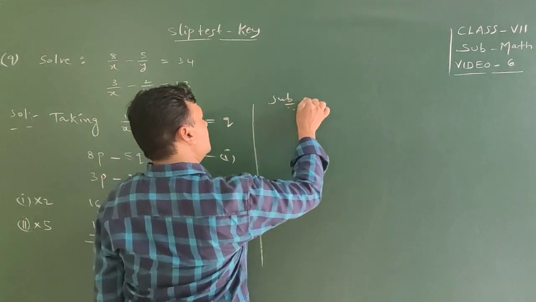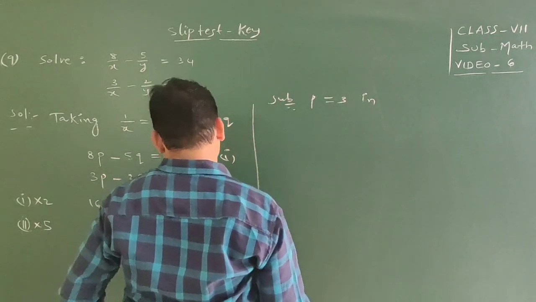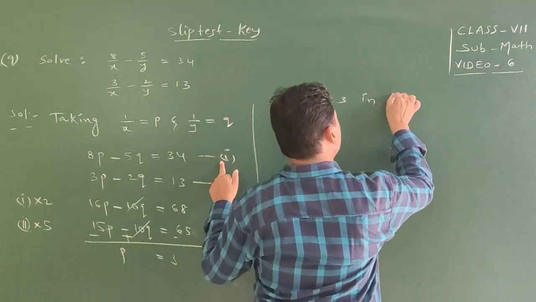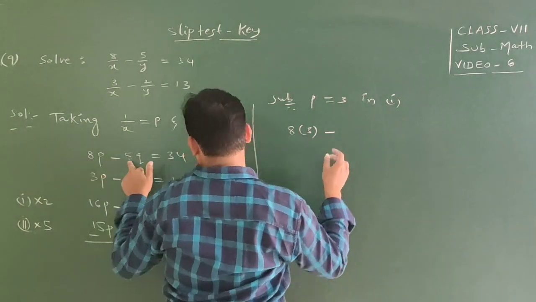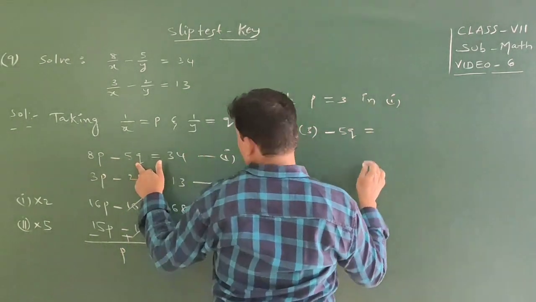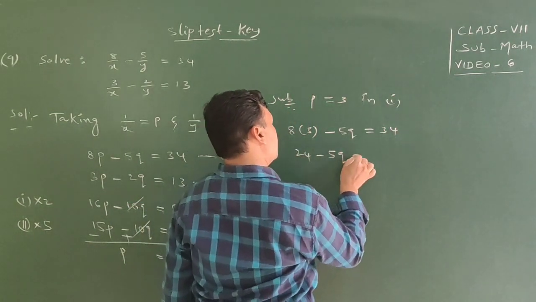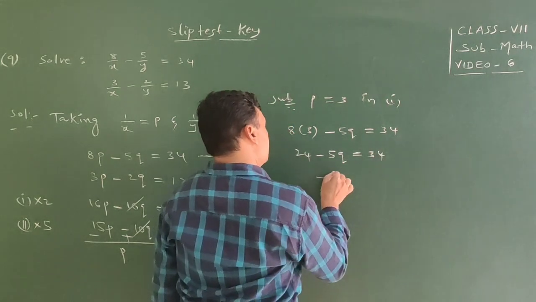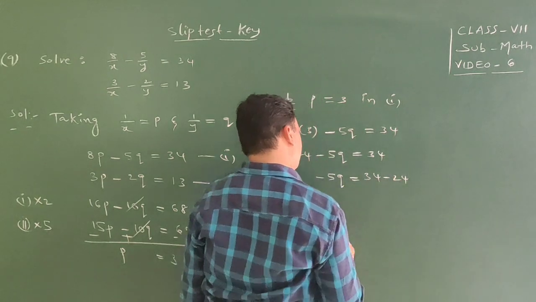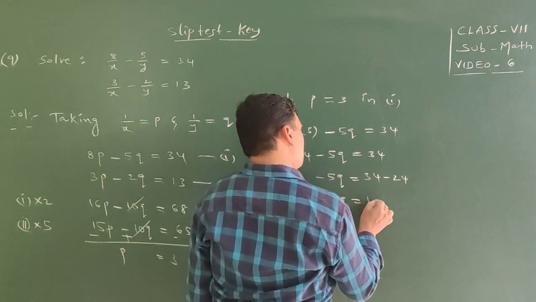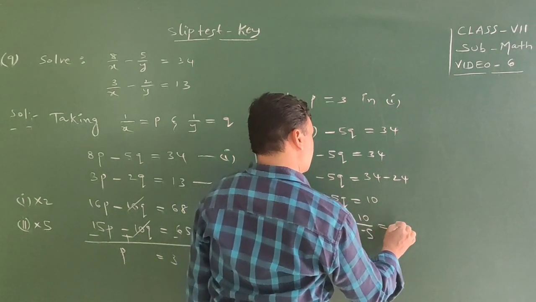Now substitute the value of p equal to 3 in first equation. Here 8 into 3 minus 5 into q equal to 34. Here 24 minus 5q equal to 34. Here minus 5q equal to 34 minus 24. Minus 5q equal to 10. Q equal to 10 by minus 5, that is minus 2.